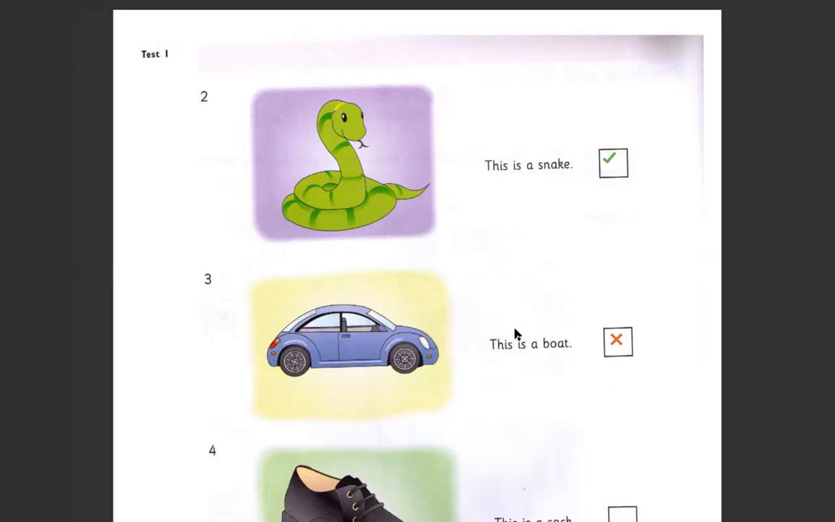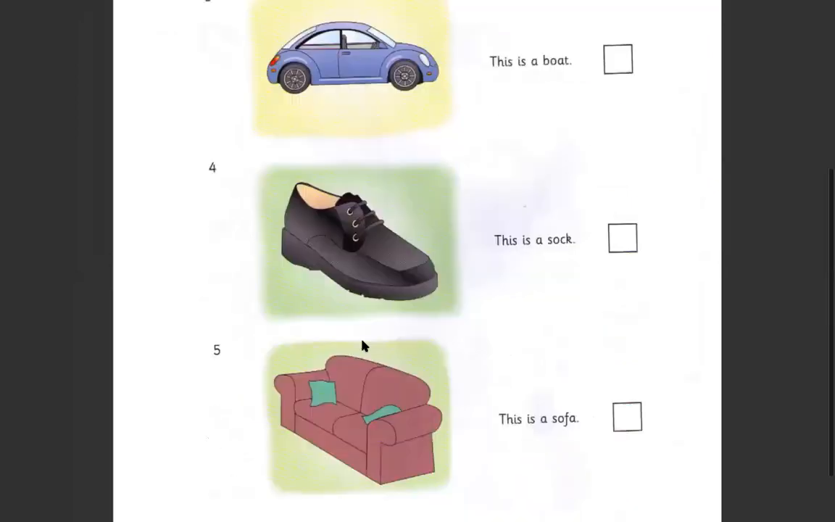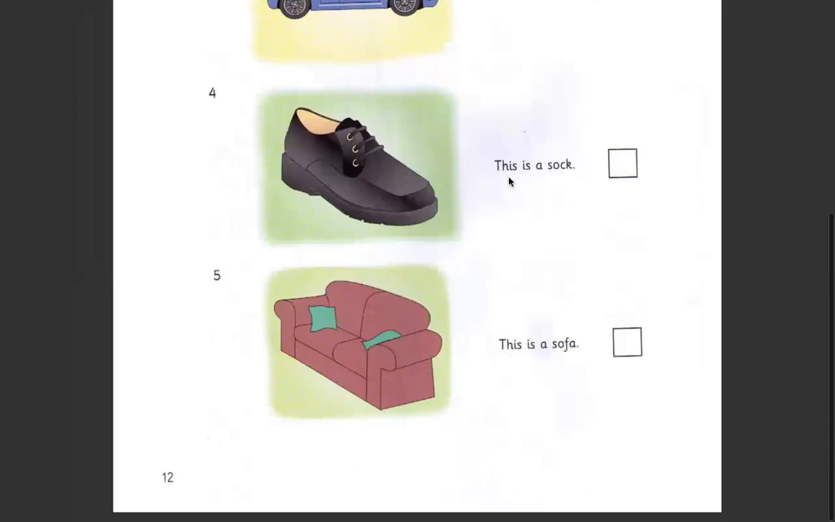Have you finished? Okay, let's move to the next two questions. So next two questions. This is a rock. This is a sump.